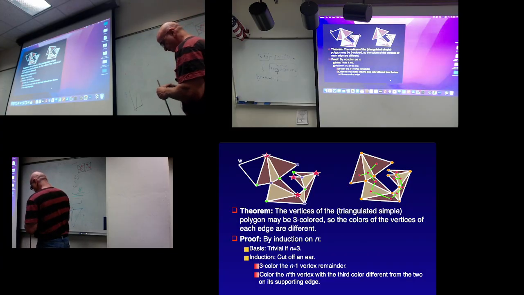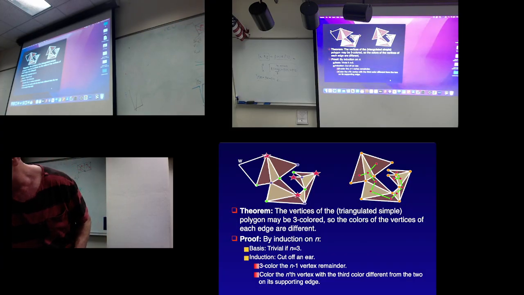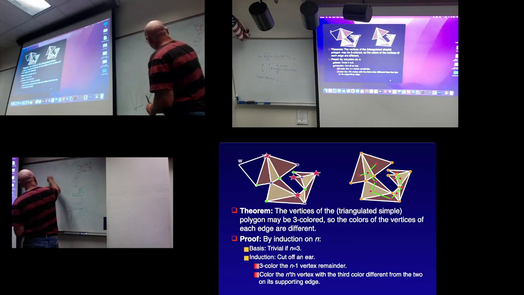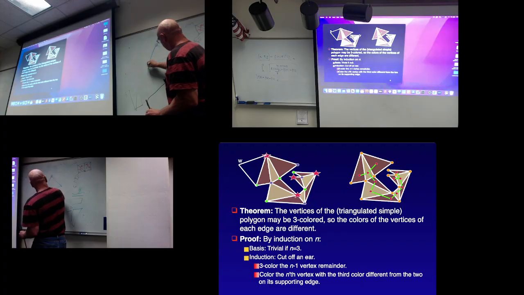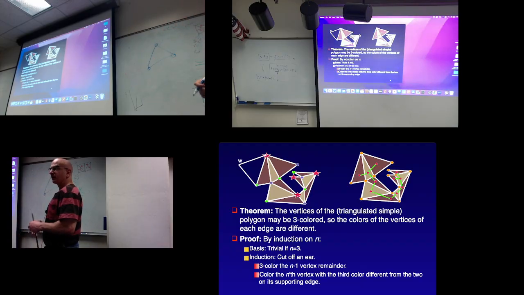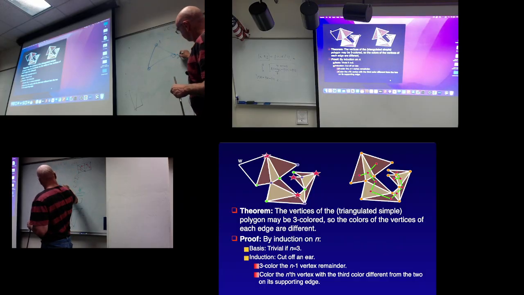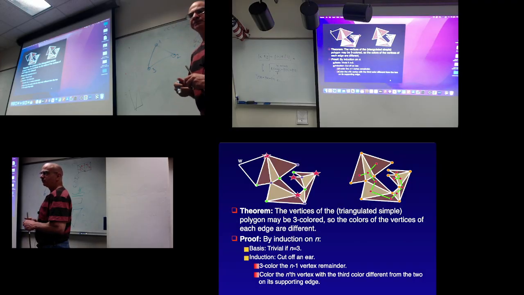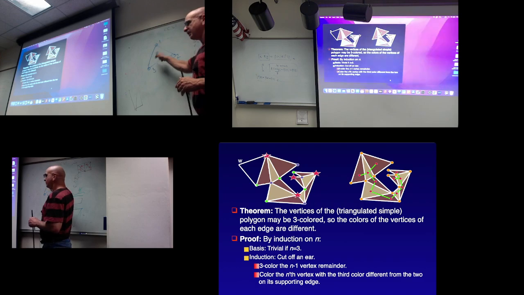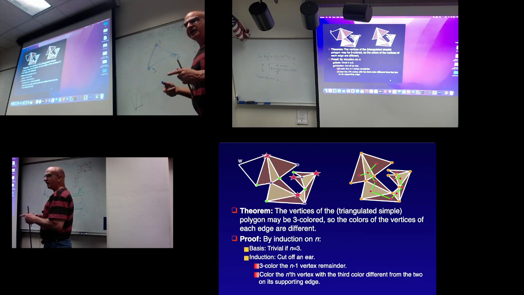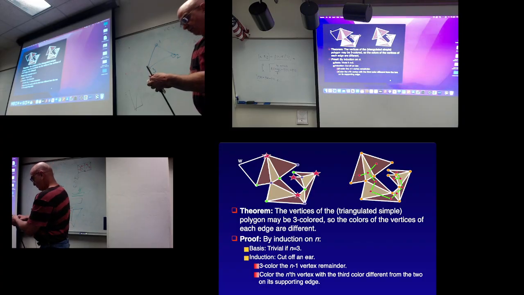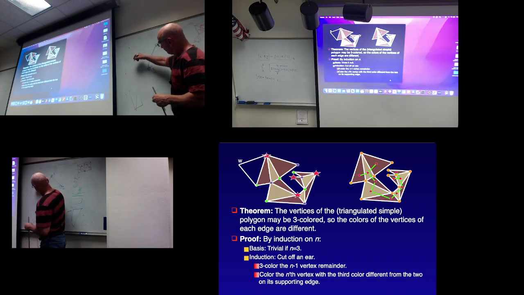Here is my polygon. That's the number of all the vertices that it has, and I can triangulate it and color its vertices. Every edge connects two vertices of different colors, and obviously if it's a triangle, then it has three edges, so it must use all three colors. So these are the colors 1, 2, 3. So I'm able to color a triangle.